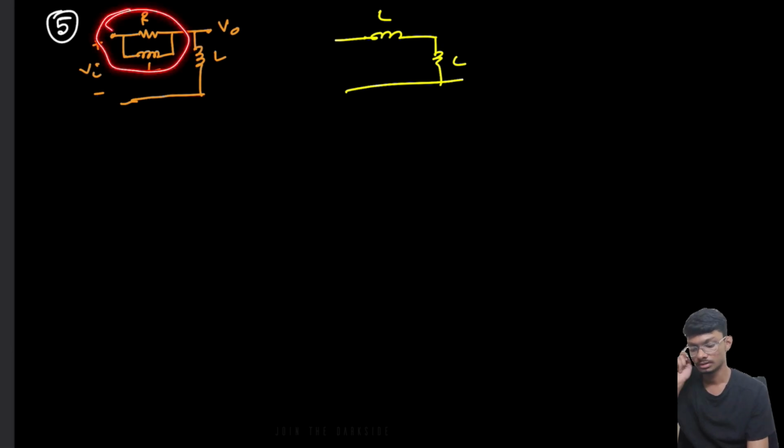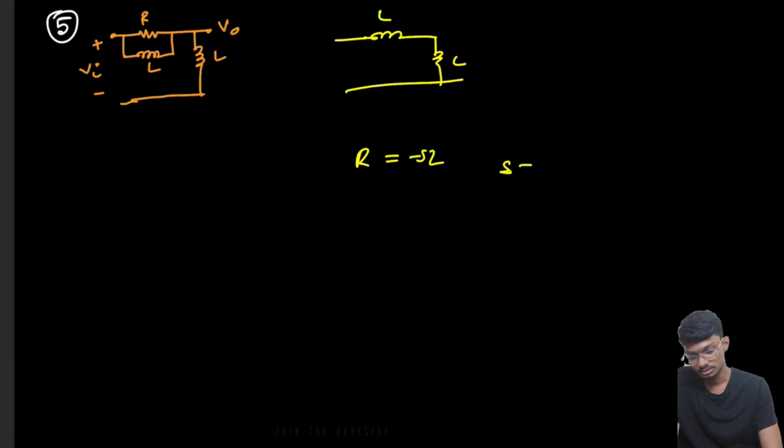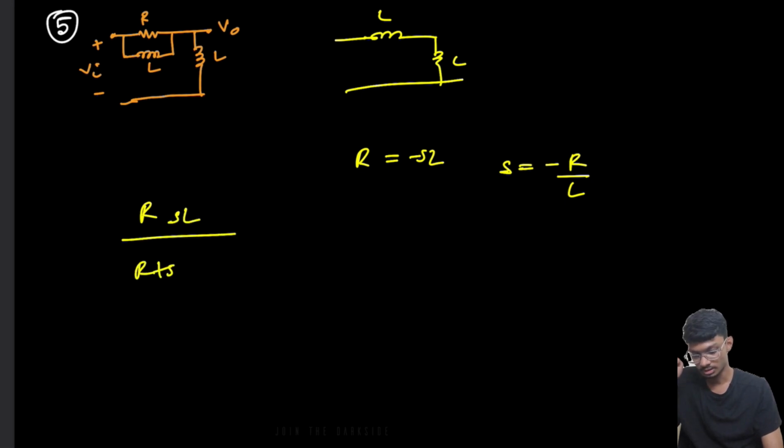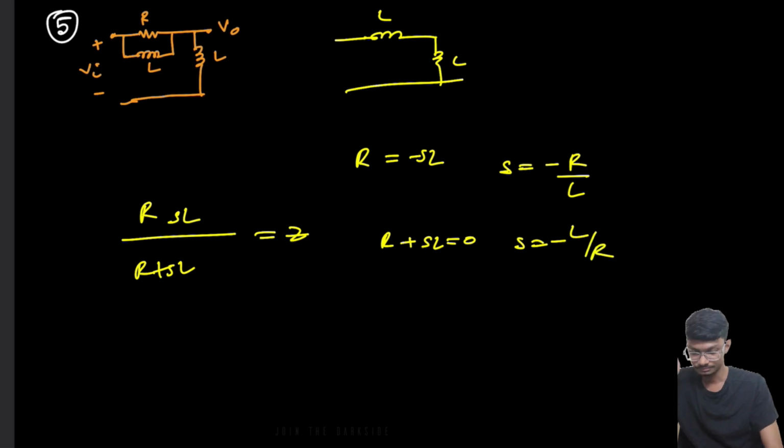Can we break the link? Here if we do one thing, this is a parallel combination, right? If two parallel combinations are present, how to make infinite impedance, as I mentioned in the prerequisite? Basically negate the other one. If we negate the other one, then we'll get an infinite impedance. So s equals to minus R by L. Or if you couldn't understand this, basically this is the parallel combination. R plus SL equals to Z, right? So how to make this infinite? Basically make the denominator 0, then this will become infinite. So R plus SL equals to 0, s equals to minus L by R.